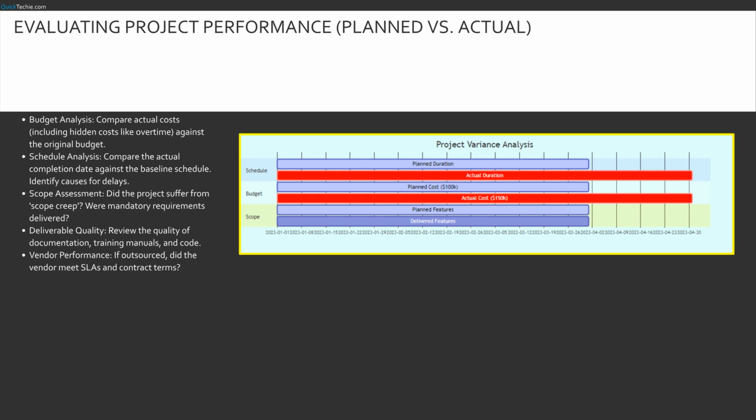We also evaluate the quality of deliverables that aren't code, things like user manuals and system documentation. If vendors were involved, the PIR is the time to formally grade their performance against the contract and service level agreements, SLAs.